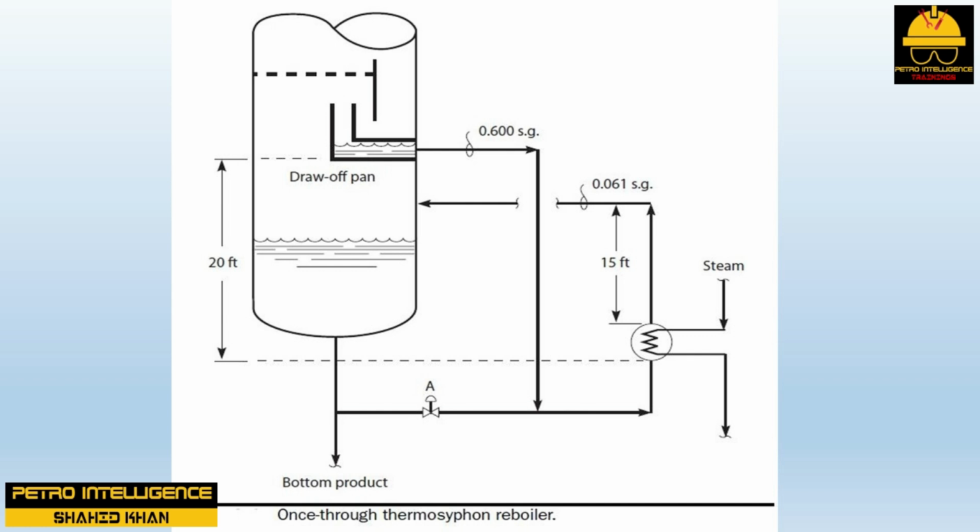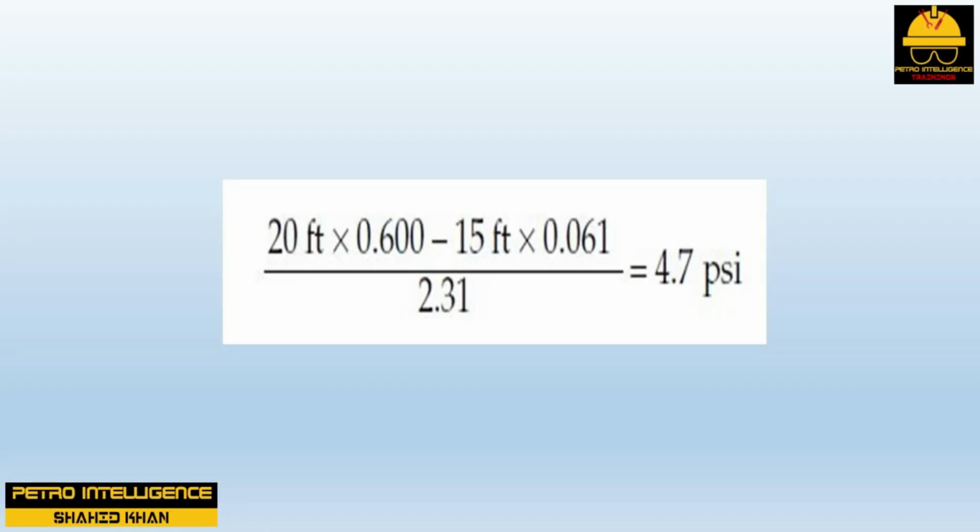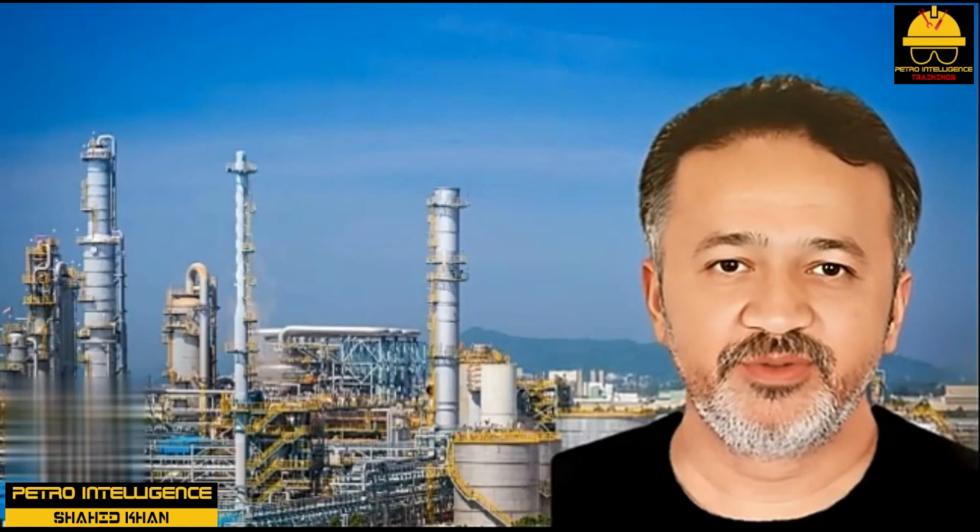The height of liquid above the reboiler inlet is 20 feet. The mixed phase specific gravity of the froth leaving the reboiler is 0.061. The height of the return line is 15 feet. Feet of water per psi equals 2.31. The differential pressure driving force is then (20 feet × 0.600 − 15 feet × 0.061) / 2.31 = 4.7 psi. What happens to this differential pressure of 4.7 psi?